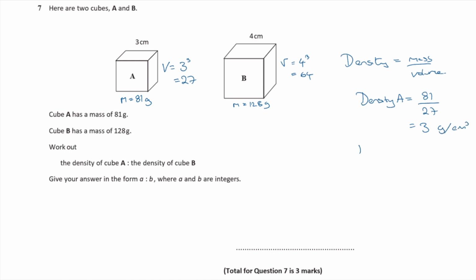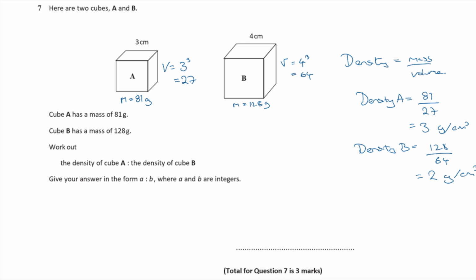And then density of B, that's going to be the mass of B, which is 128, divided by the volume of B, which is 64. And 64 goes into 128 twice. So that's 2 grams per cubic centimetre.